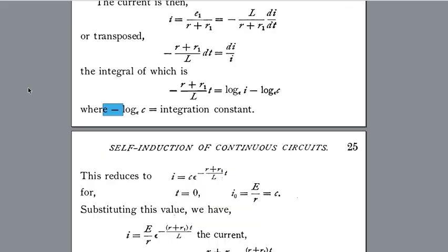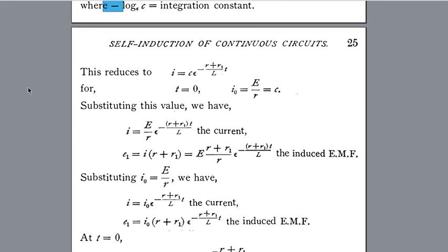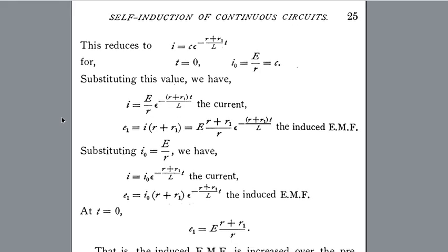This reduces to I equals C times e to the power of negative (R plus R1) times t divided by L, where for t equals 0, I equals I0 equals E divided by (R plus R1), and thus C equals E divided by (R plus R1). Substituting this value of C, we have I equals E divided by (R plus R1) times e to the power of negative (R plus R1) times t divided by L, which represents the current at time t. The electromotive force induced is given by EI equals I times (R plus R1), which equals E times e to the power of negative (R plus R1) times t divided by L.